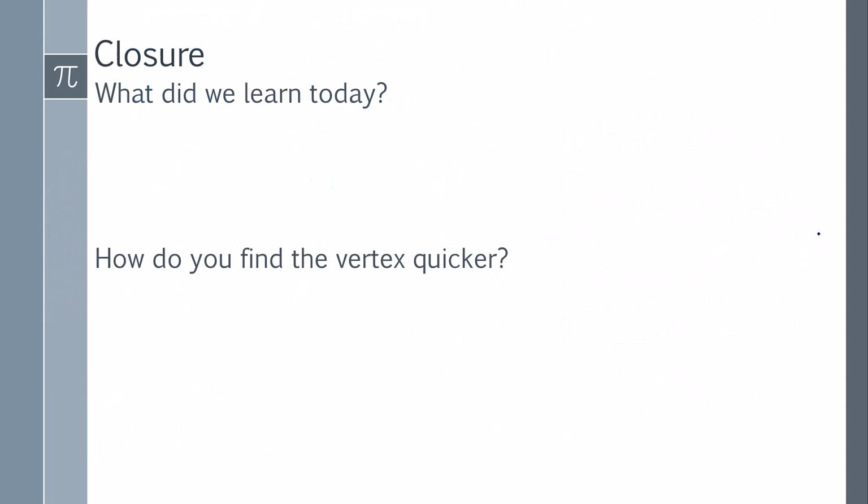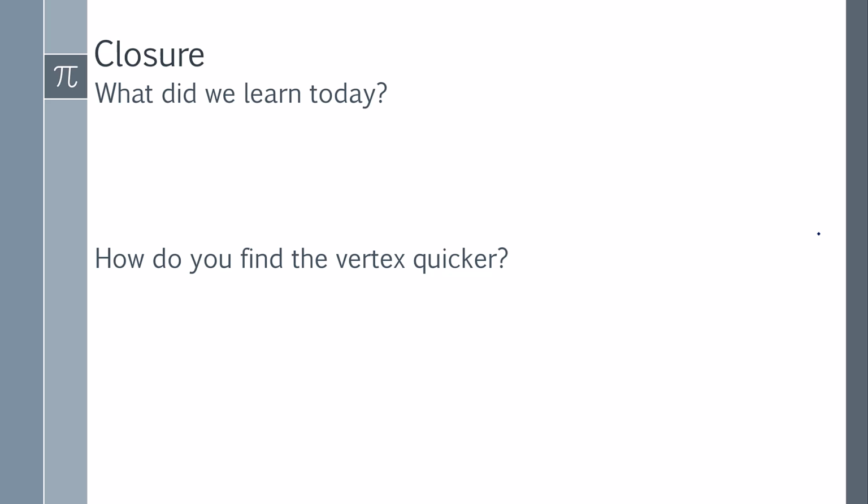So what did we learn today? We learned how to graph a quadratic function. We reviewed putting everything into graphing form. We examined the axis of symmetry. We examined the vertex of a function. We learned a definition on how to find the vertex quicker. And we looked at the max and minimum of a quadratic function.